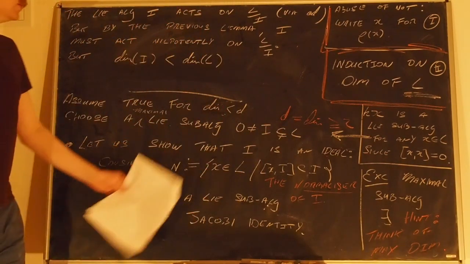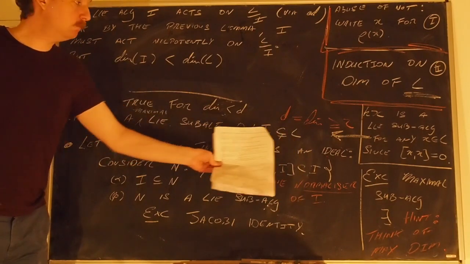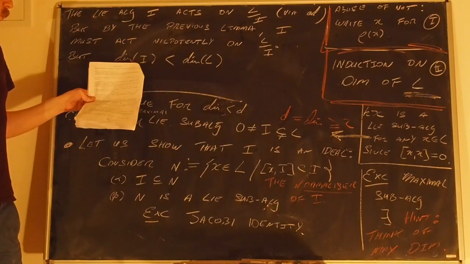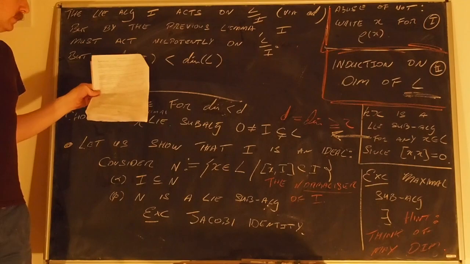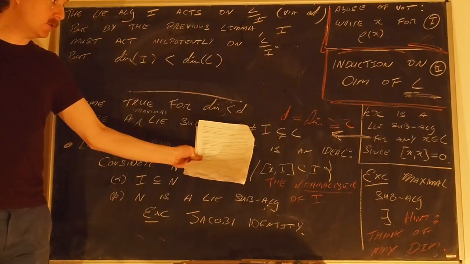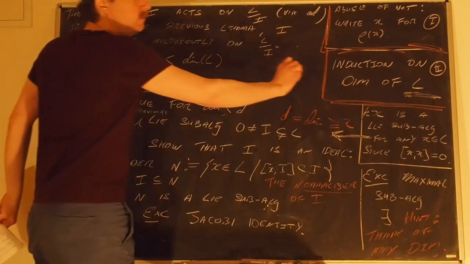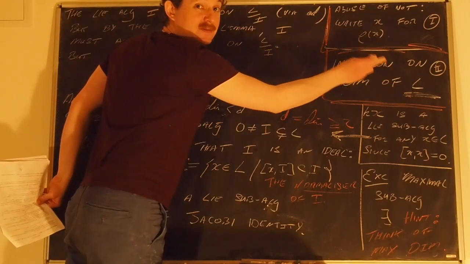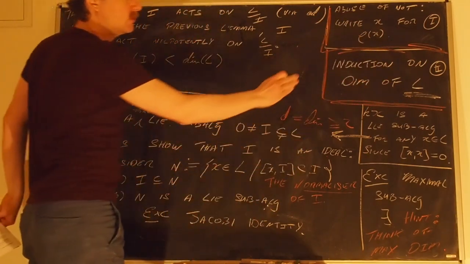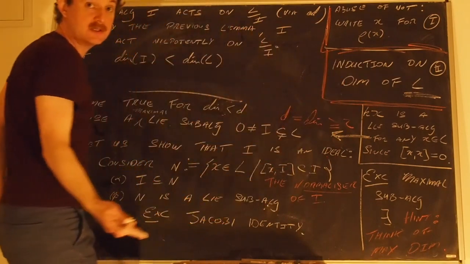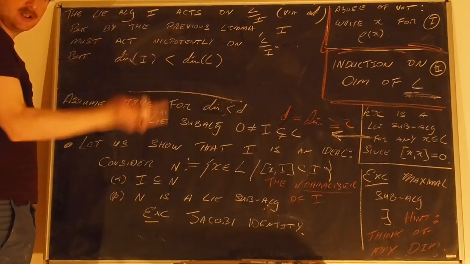Okay? So this is strictly contained inside L, which means that now we can use the inductive hypothesis. We can use the fact that we've assumed that it holds for everything less. And remember, the inductive hypothesis holds true because it's induction on the dimension of L. So that means we're assuming that it works for every single representation of lower dimension.